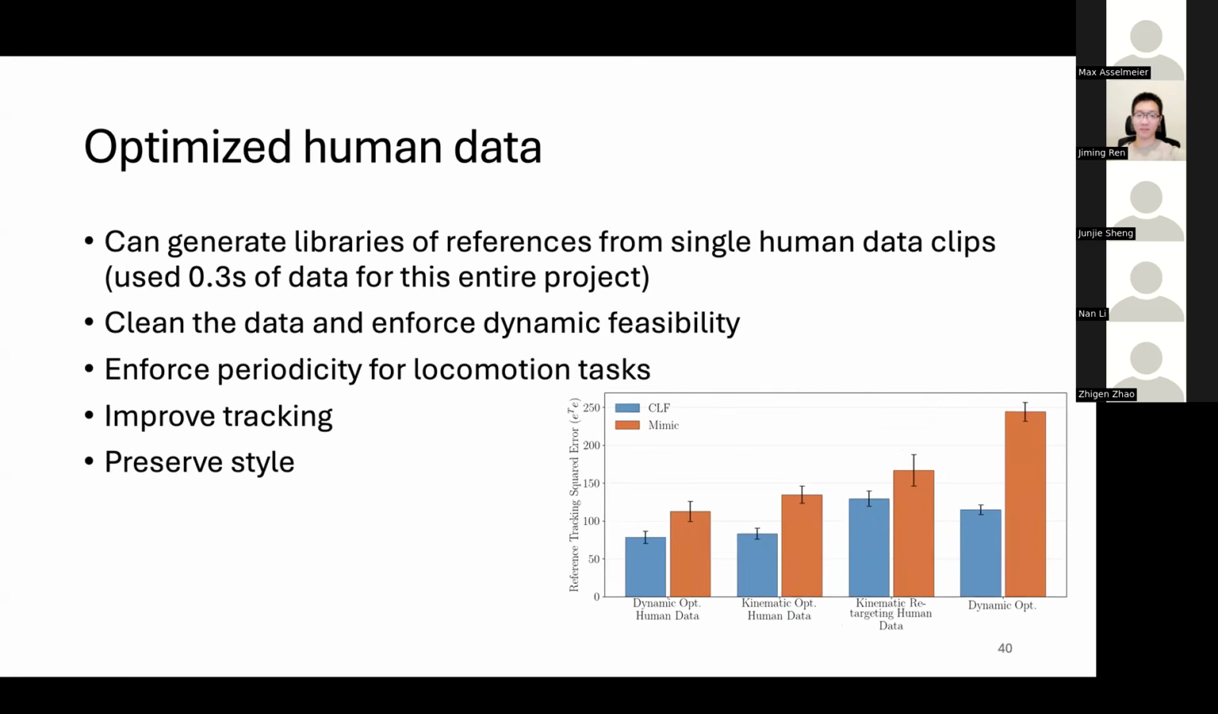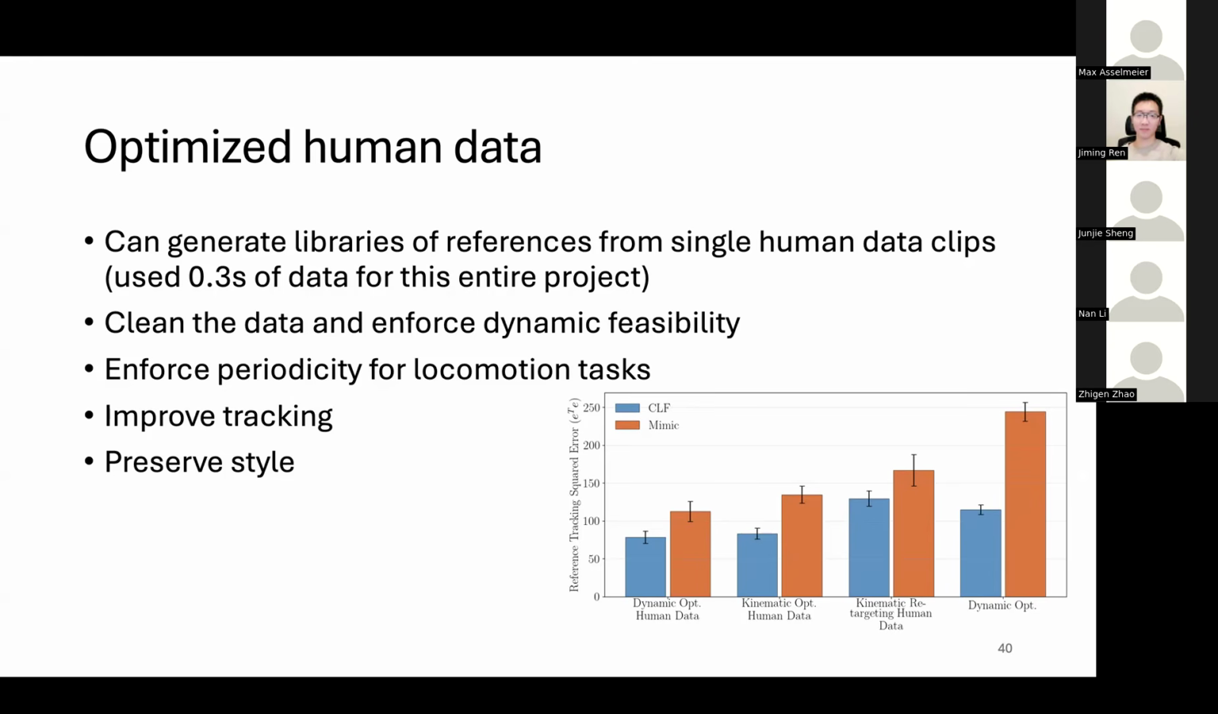Beyond just the reference tracking, what else does it buy you? Well, when we optimize the data, we can generate libraries from human data. For all of the project I'm showing you right now, I use 0.3 seconds of human data, right? Which is not that much. So another way you could view this is us being able to get more out of limited human data. We get to clean the data and we can enforce dynamic feasibility. I think a lot of people, when they grab human data, have heuristics on stability and things like this. The optimization and the dynamic feasibility really just give that to you for free by convergence of the optimization.